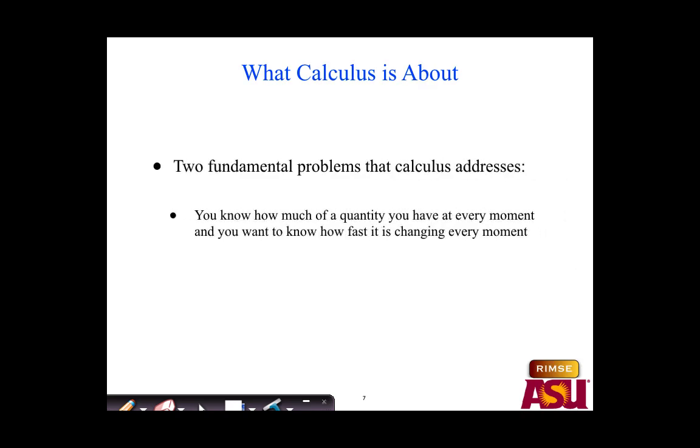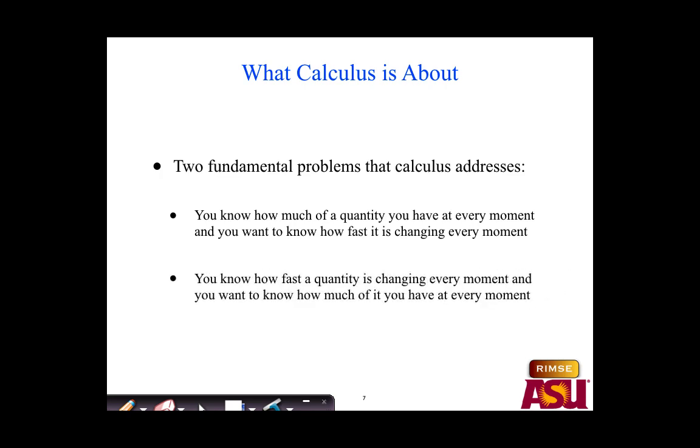Just to sum up then, there are two fundamental problems that calculus addresses. And we talked about this the very first day. I think I had this exact same screen up. It says you know how much of a quantity you have, and you want to know how fast it's changing at every moment. Like we're looking at Usain Bolt running and zoomed in and tried to figure out how fast he was going in meters per second.